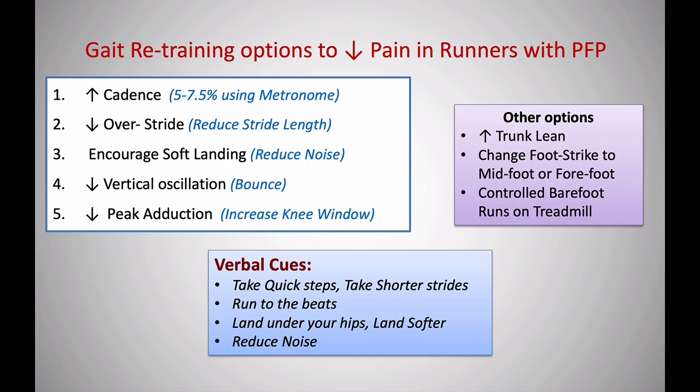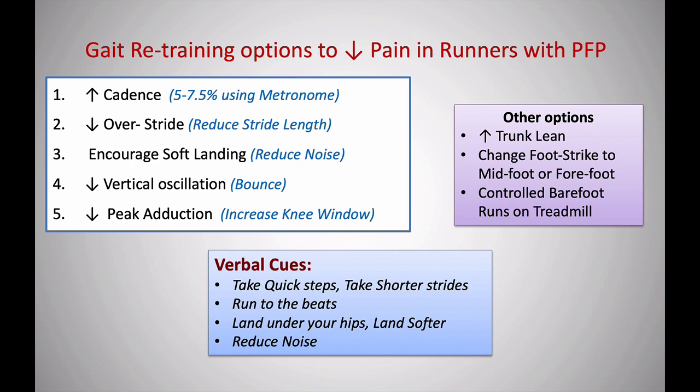Let's start with the most common one. First is increasing the cadence. Let's not be too aggressive. Start with 5 to 7.5%. Use a metronome. Use it for a couple of sessions. Use them when they're going outside. That can help, and that naturally goes with reducing overstride. If they're a noisy runner, if they're jumping up and down, reduce the noise, and that will reduce the vertical oscillation.